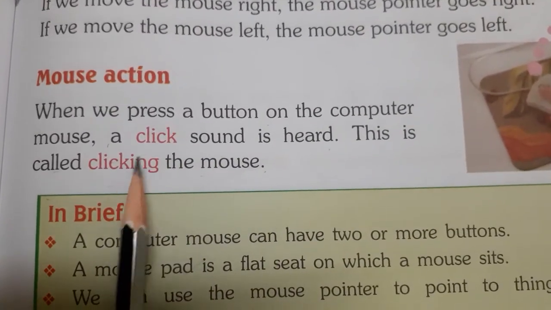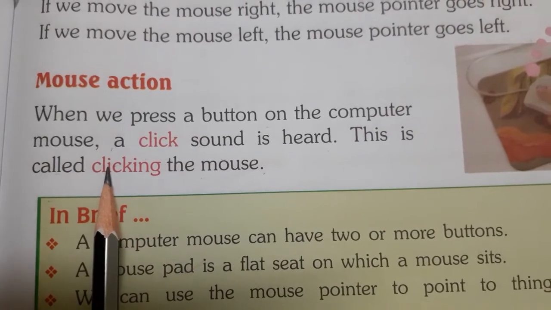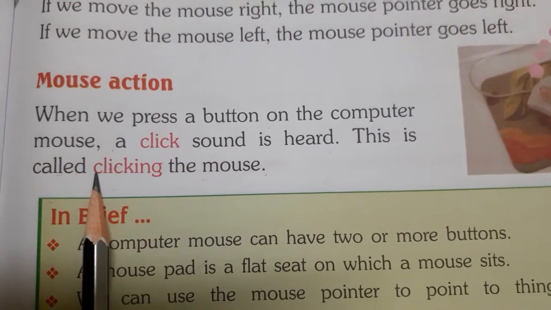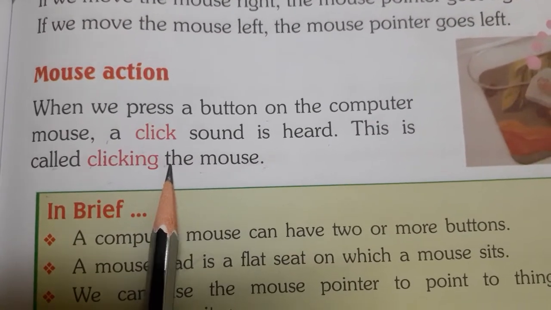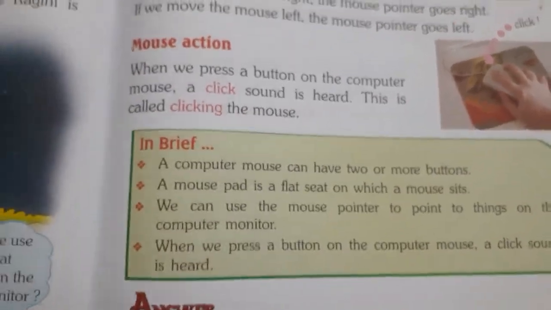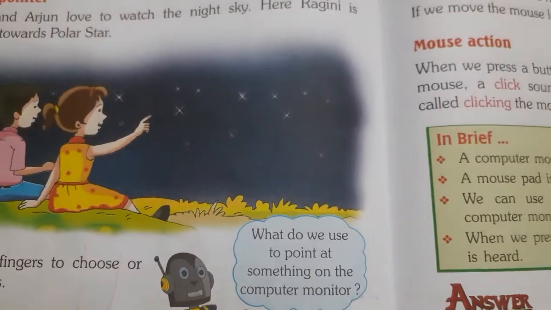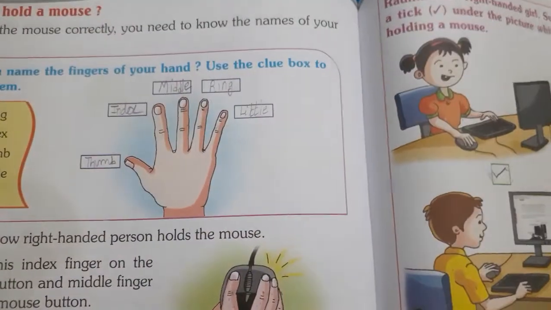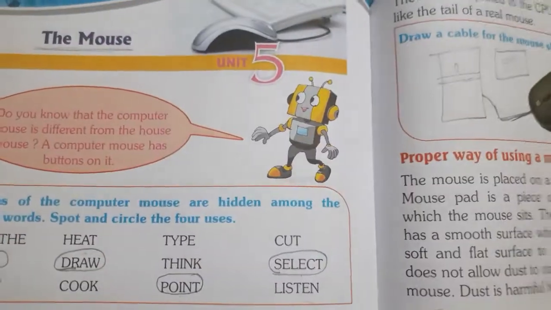And clicking means we will press the left mouse button with the index finger, and the right mouse button with the middle finger. This is called clicking. Okay, children. So this is the mouse lesson, children, 5th lesson.